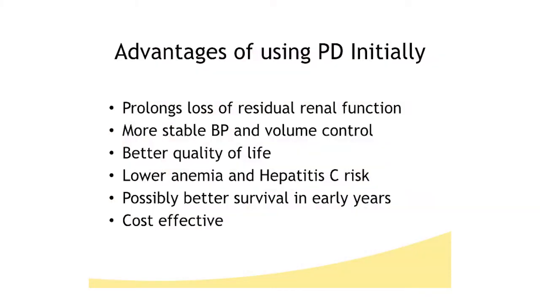Why is peritoneal dialysis advantageous early in the course of end-stage renal disease? Well, it prolongs the loss of residual renal function. Those patients who are on dialysis who are still making urine, that's the residual renal function. Their kidneys that they were born with, called native kidneys, are still functioning somewhat. And in all studies, that shows they have a better survival overall. The peritoneal dialysis prolongs that. It offers some patients a better quality of life, and it possibly offers better survival in the early years.